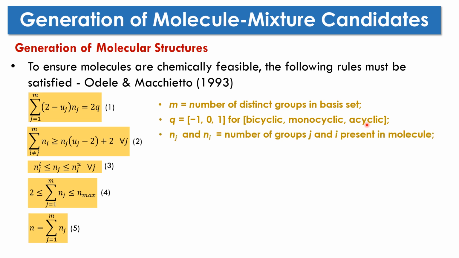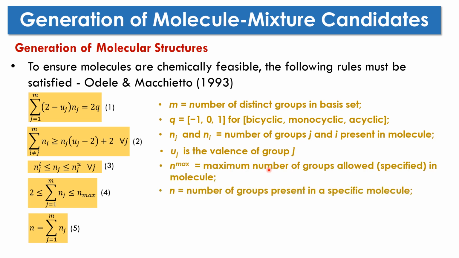Okay, and then we have n_j and n_i. So index i and j actually represent the different groups, and n is the number of the groups j and i which are present in the molecule. And then we have v_j. So v_j is the valence of group j. For example, carbon has 4. The valence for carbon is 4. The valence for hydrogen is 1. For example, the valence for oxygen is 2, right?